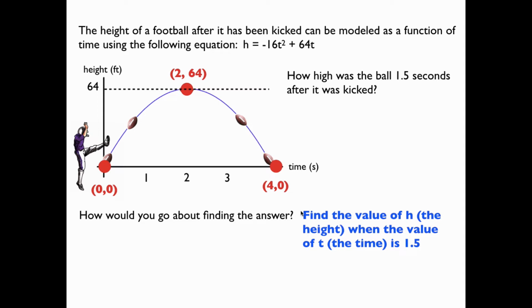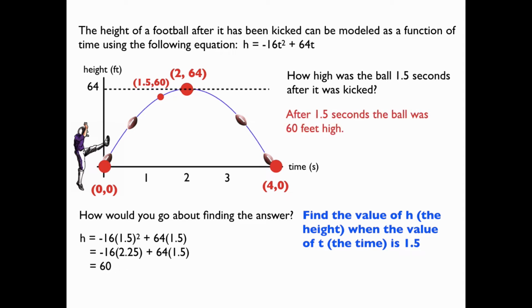All right, now what you should have done is just plugged in 1.5 for t, simplified, and you would have seen that the value of h is 60. So after 1.5 seconds, the height of the football was 60 feet.